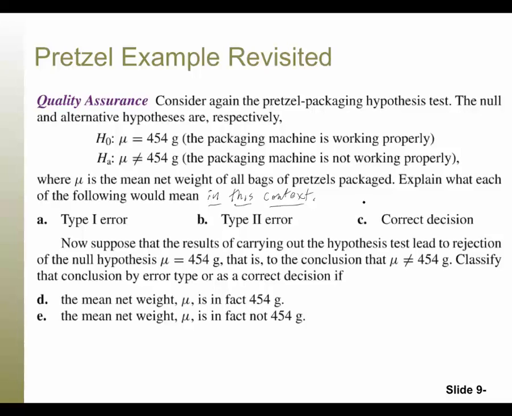Okay. So now go ahead and suppose the results lead to rejection of the null hypothesis, with the conclusion that the mean weight of a bag is not 454. Classify that conclusion by error type or correct decision. So if the mean weight is, in fact, 454, is that a correct decision or an error? So we do the test, we reject the null hypothesis. The mean weight is, in fact, 454. Is that error or correct decision?